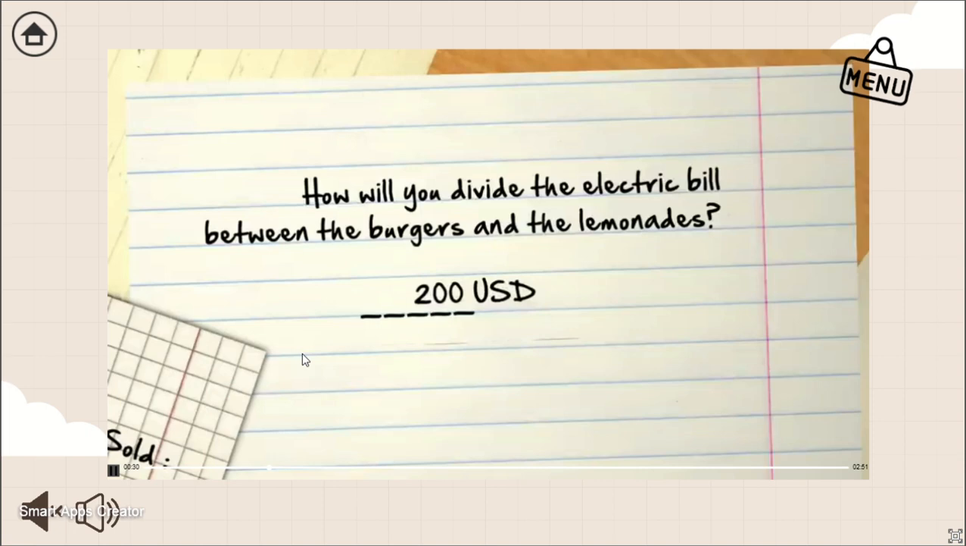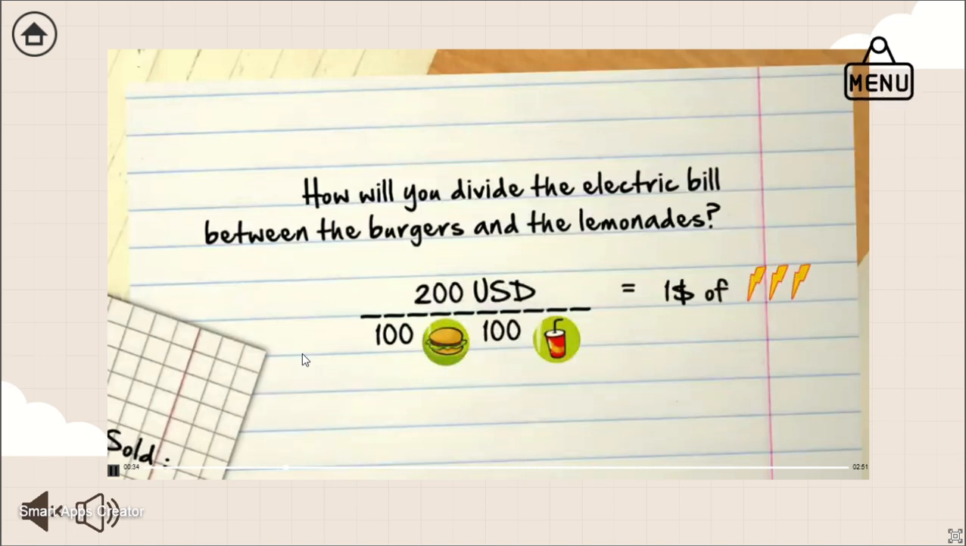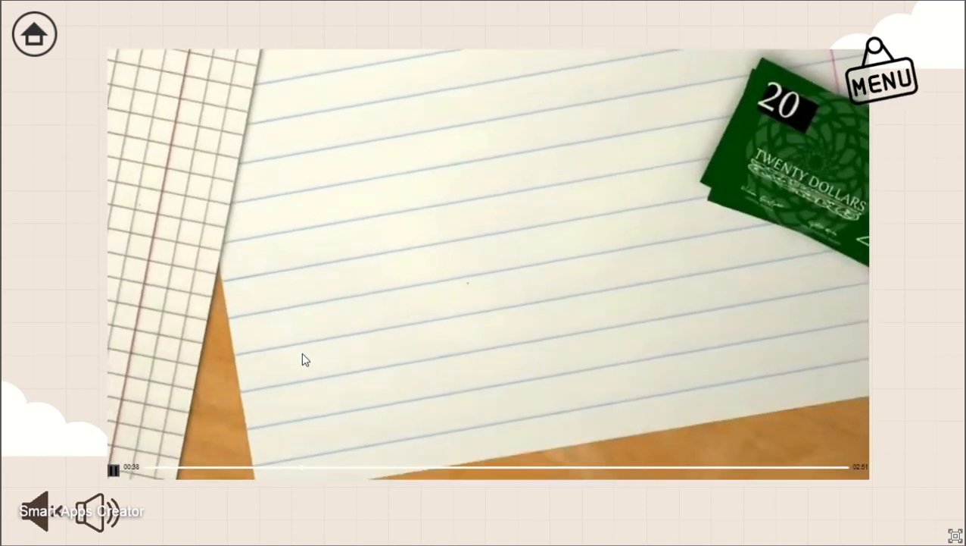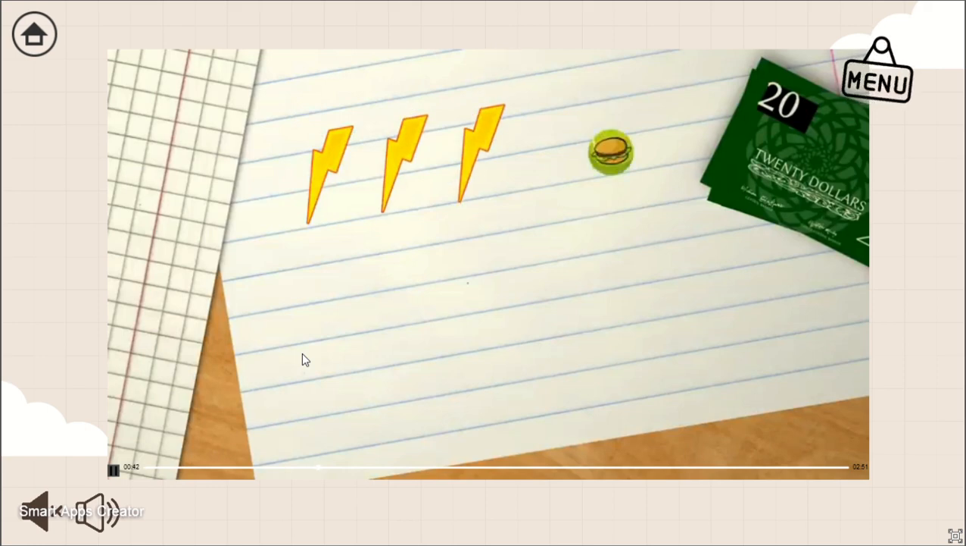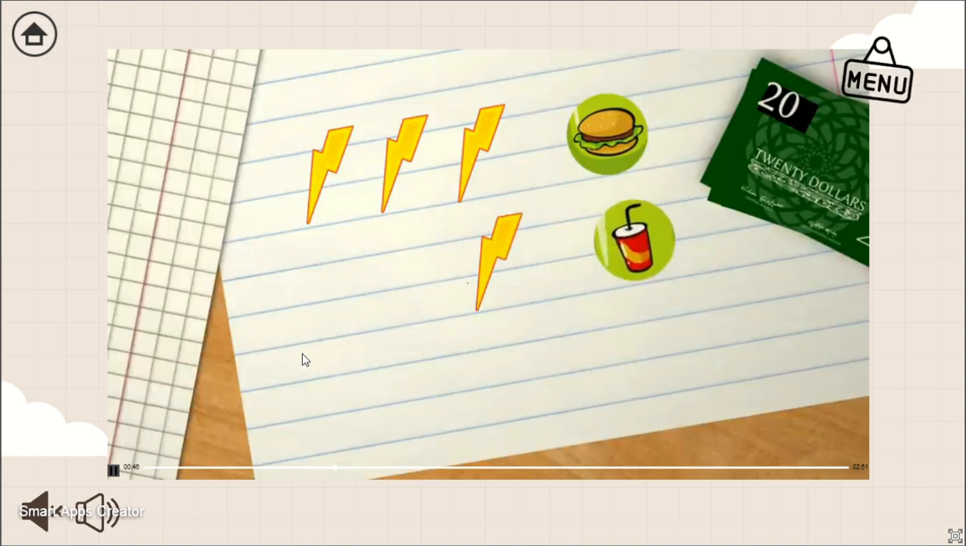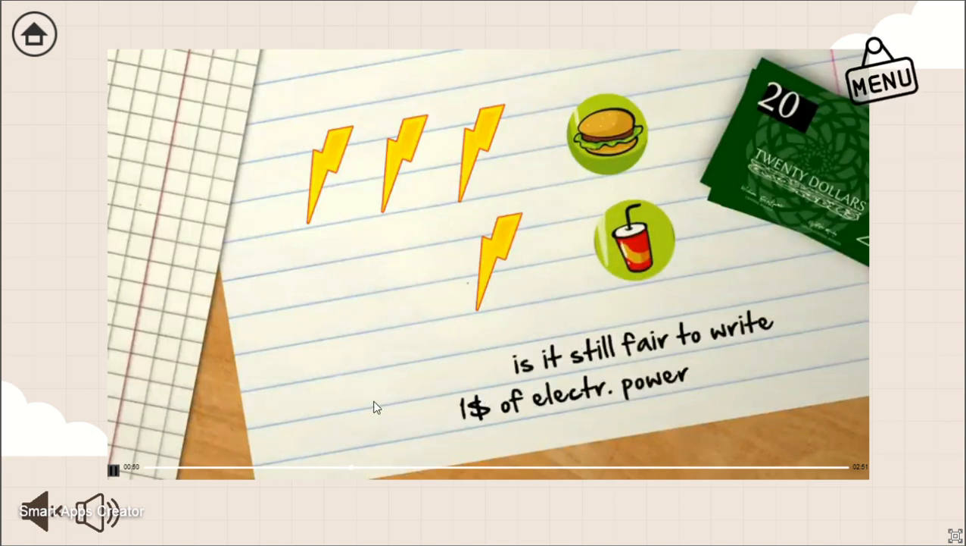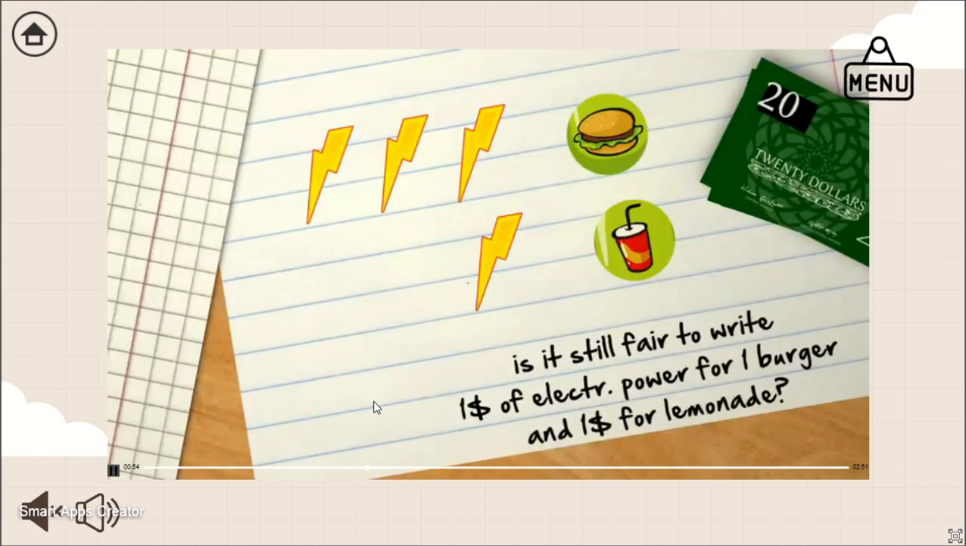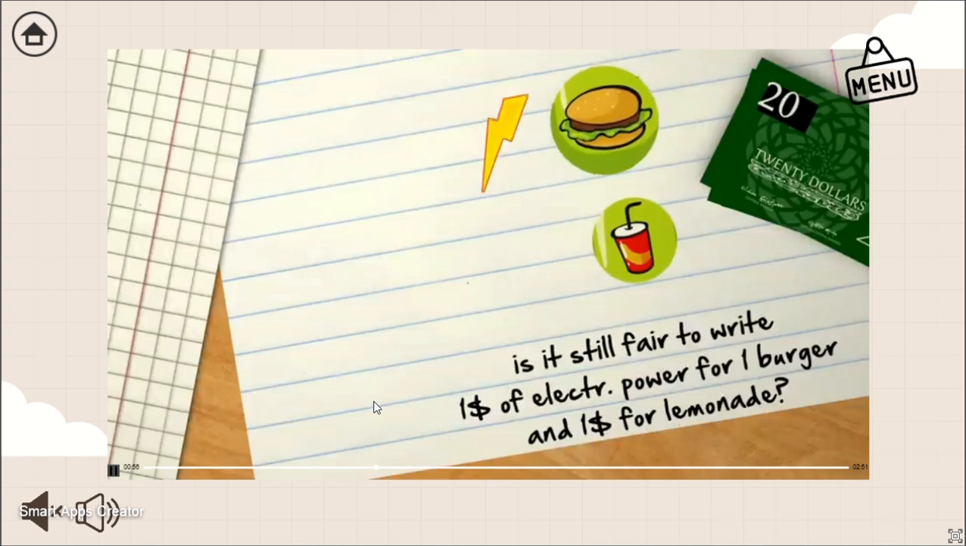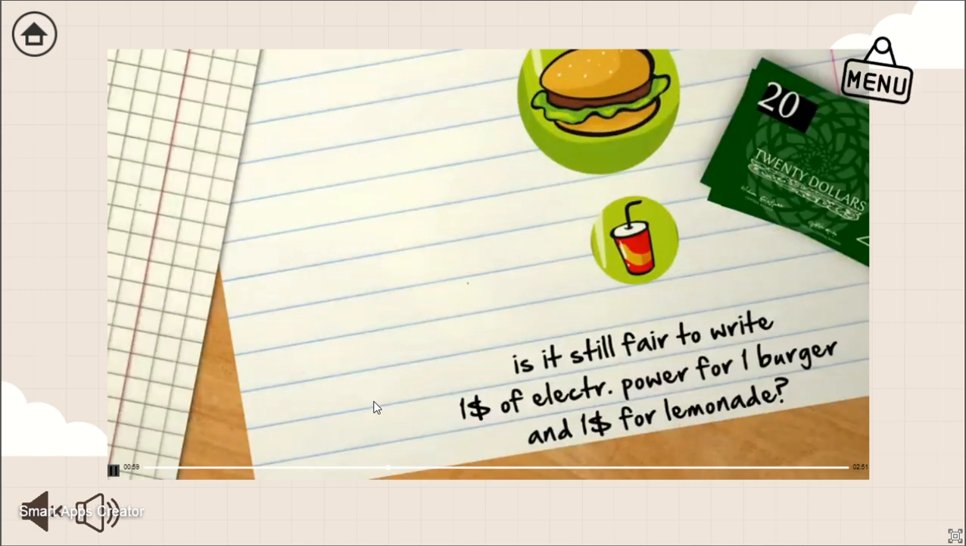Easy! $200 divided by 200 items equals $1 in electric power for each burger or lemonade sold. But what if you use 3 kilowatt hours of electric power to make one burger, but only 1 kilowatt hour of electric power to make a glass of lemonade? Is it still fair to write down $1 of electric power for one burger and $1 of electric power for one lemonade? We should write down a bigger electric power cost for the burger, right?